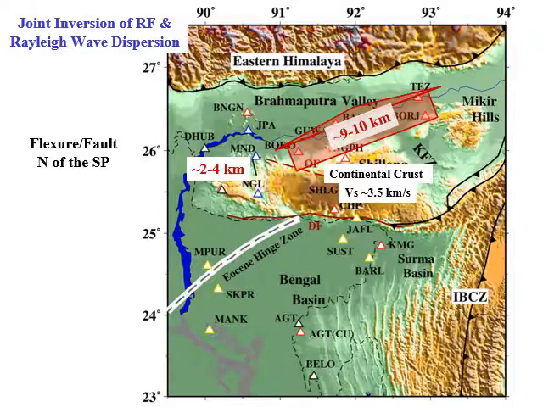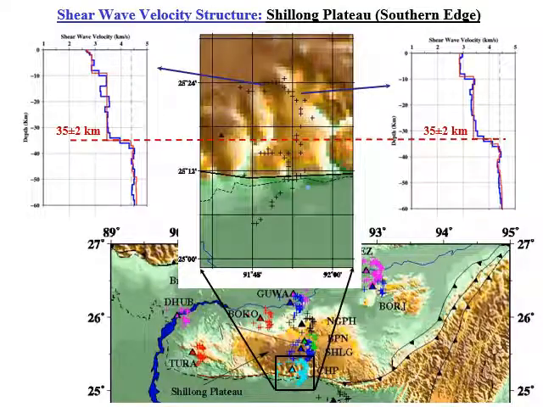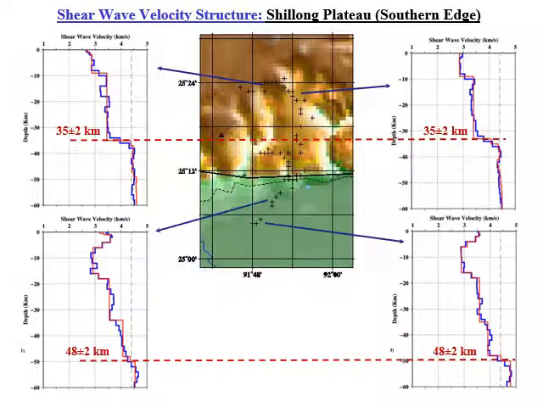Let us now look at the southern edge of the Shillong Plateau, where we use receiver function modeling from the station Cherrapunji. So for those receiver functions which are sampling the southern edge of the Shillong Plateau, what we see is that the crustal thickness underneath this region is about 35 plus minus 2 kilometers.